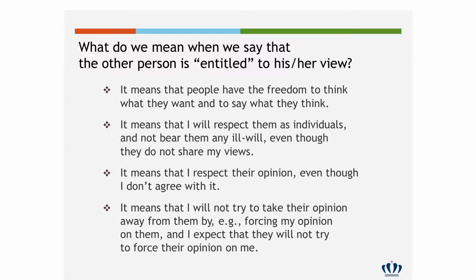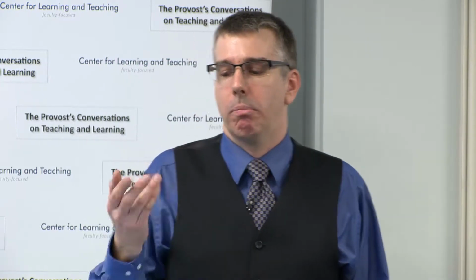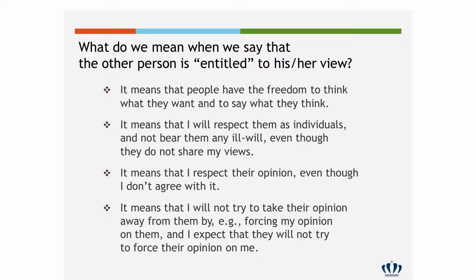Bob Dylan's line, "If my thoughts and dreams could be seen." So what else do my students tell me that it means? Well, I think that some of these came out in some of the other answers. It means that I will respect them as individuals, even though I disagree with them. That is to say something about the way that I value the person. I won't bear them any ill will, even if we disagree. It means that I respect their opinion.